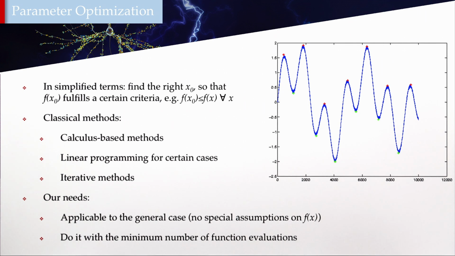And this is useful because in our case, as a matter of fact, we don't want to make particular assumptions about our function. What is our function? We'll come to that. But ultimately, this is the neuron model you want to evaluate, and it might not fulfill properties that are required for calculus-based methods or linear programming. And of course, in all of that you want to do this with a minimum number of function evaluations, because ultimately, this is what will cost you the time. If you have to calculate the function at every x, this might take a long time.